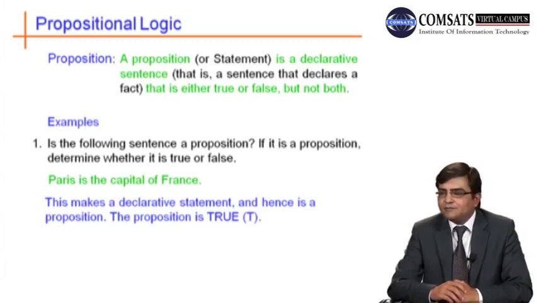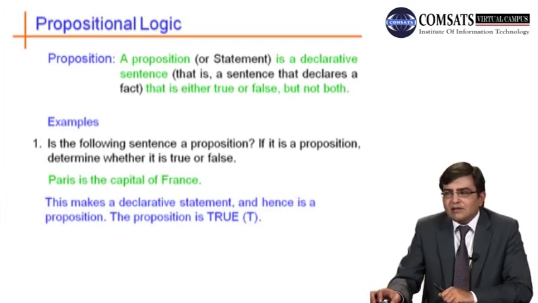For example, in the following sentences, we'll see whether each is a proposition or not. Paris is the capital of France. Now this is a declarative sentence, and it gives complete information. So this is a proposition, and we can say that this proposition or statement is true.